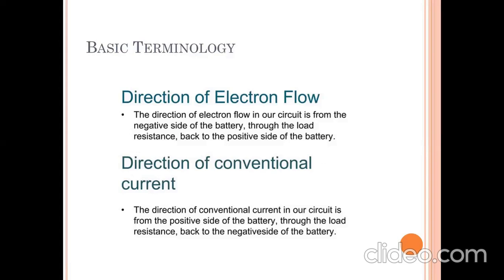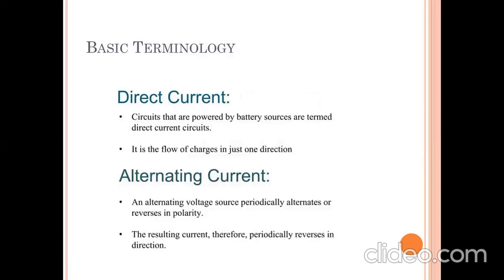Direction of electron flow. So the direction of electron flow in any circuit is from negative side of the battery through the load resistance back to the positive side of the battery. The second part is direction of conventional current. Conventional current flows from the positive side of the battery through the load resistance and back to the negative side of the battery. So if you can see, the flow of electron is opposite to the flow of current.